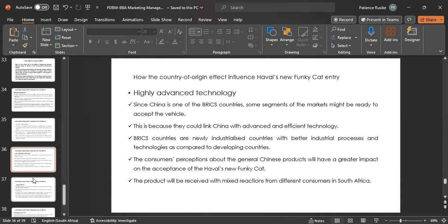Now, when I look at where the product is coming from, for example, China, China is one of the countries in the BRICS, just like South Africa. And China is well known for its sophisticated technology, right? And because of that, we can say that it has a bearing on how people perceive that particular product.